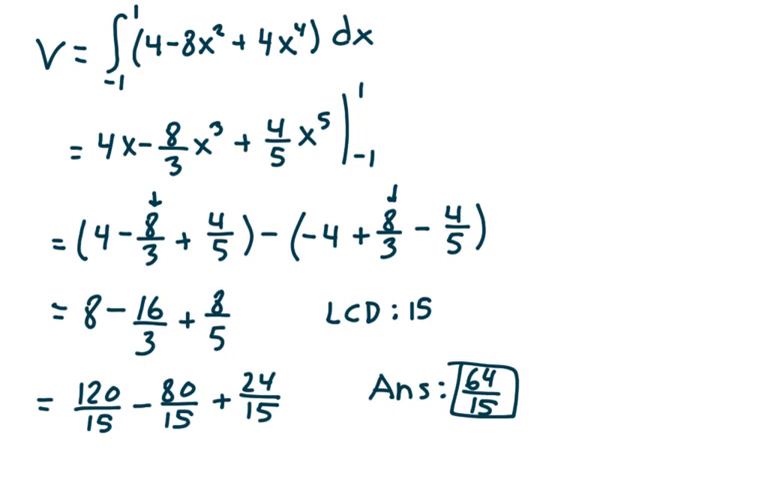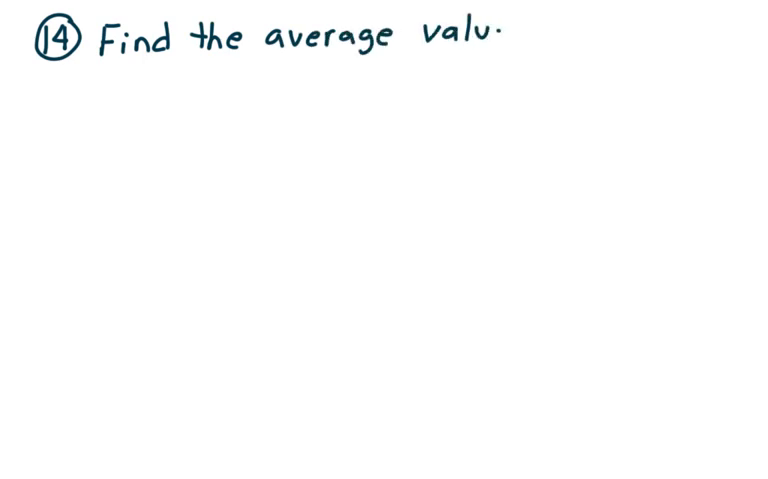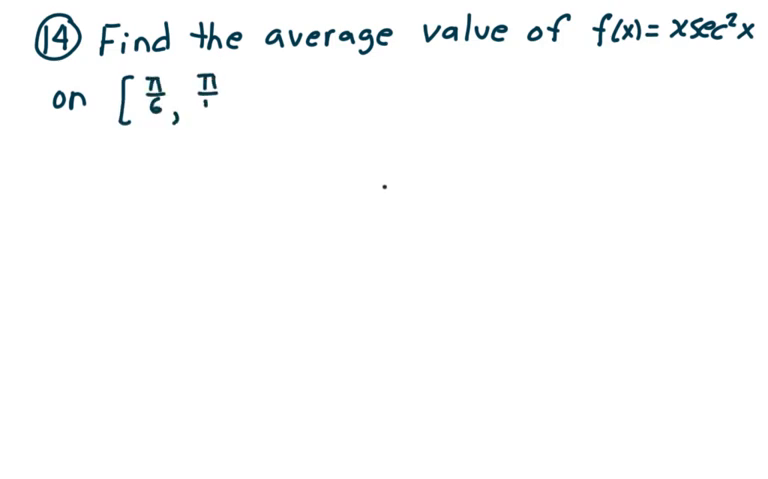I want to take a look at the average value problem. So this is number 14, and it says, find the average value of f of x equals x secant squared x on the interval pi over 6 to pi over 4.